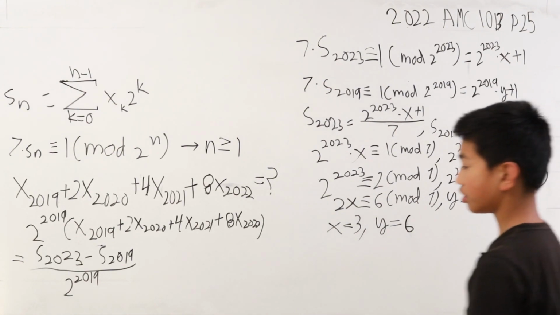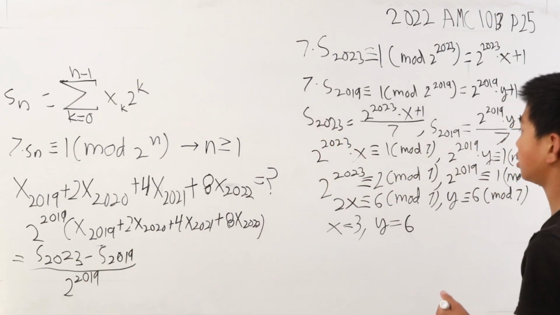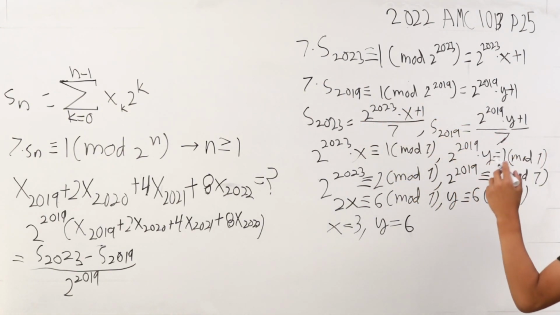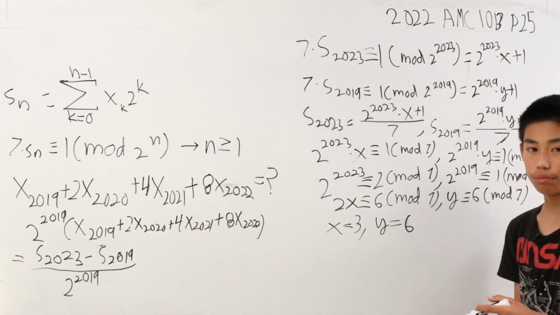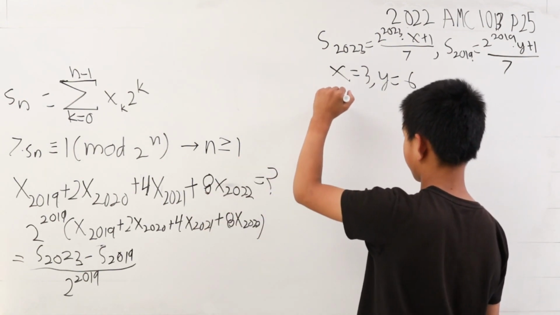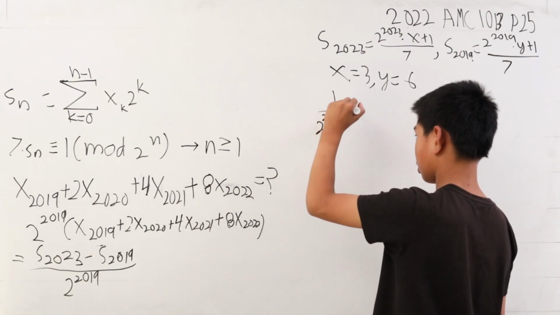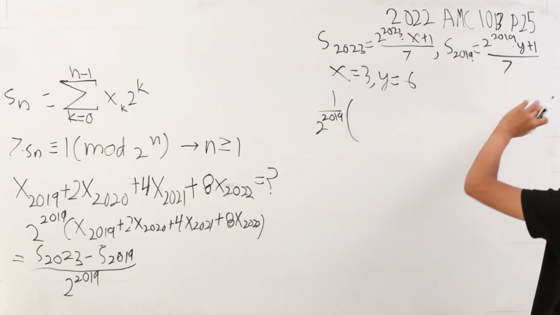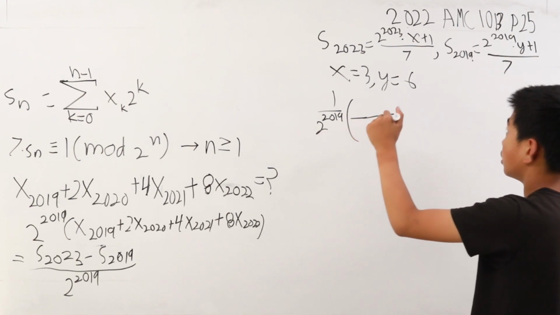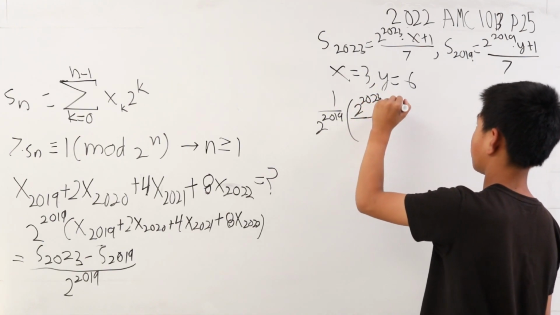What we're trying to solve is S of 2023 minus S of 2019 over 2 to the power of 2019. We have the values of S of 2023 and S of 2019. We just plug those in and solve. Let's write it as 1 over 2 to the power of 2019, multiplied by whatever is being subtracted. This is divided by 7. Then this is 2 to the power of 2023 times 3 plus 1.